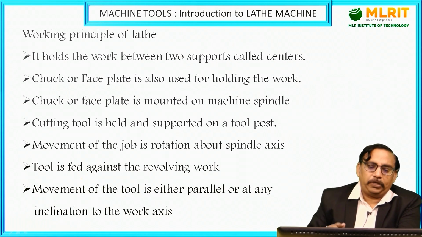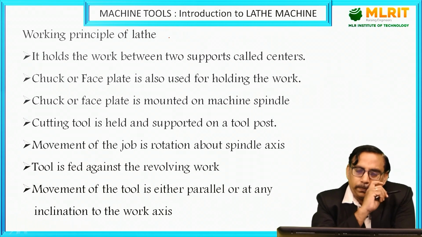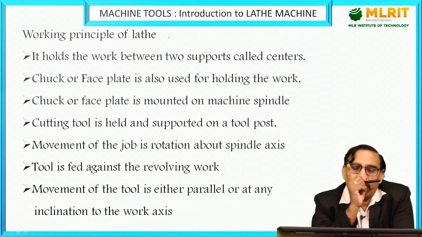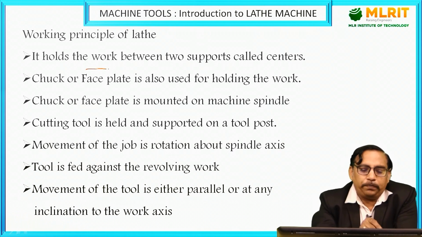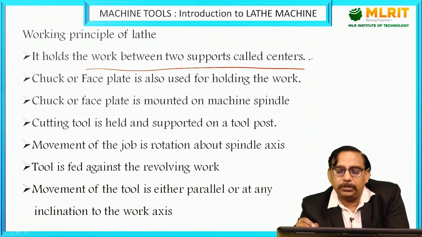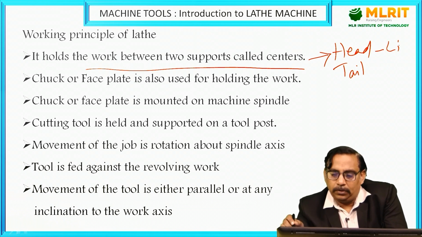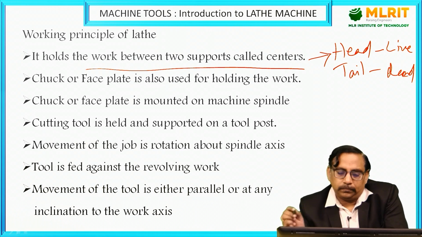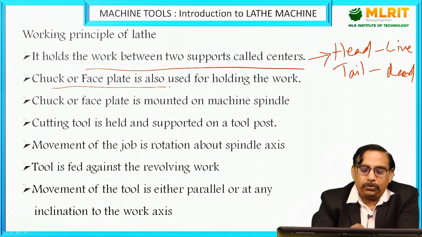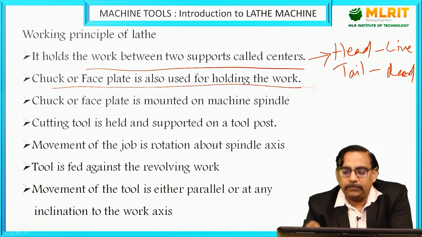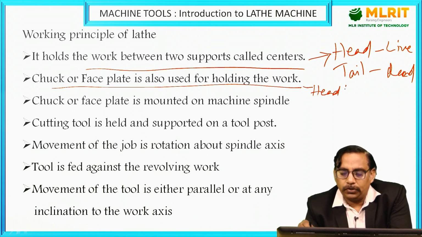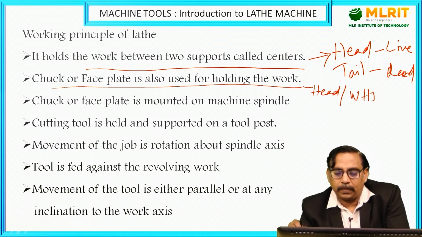Now coming to the principle, as we discussed in the last session also, the principle is rotating the workpiece with a fixed tool. So it holds the workpiece between 2 supports called centers. What are these 2 centers? That is the headstock as well as the tailstock, the live center or dead center. A chuck or faceplate is used as a work holding device. That is, this will be at the headstock and is also called a work holding device, right?